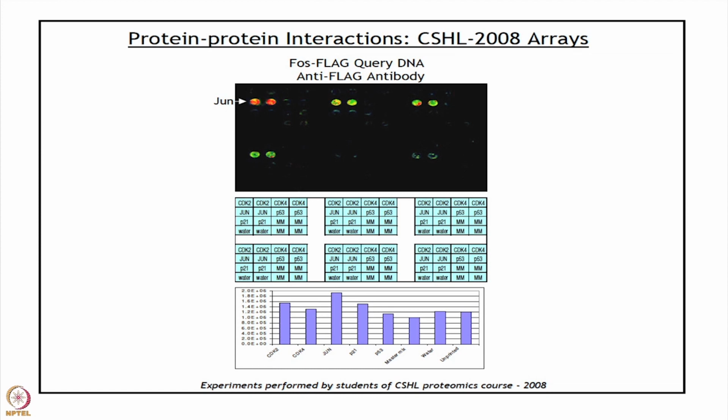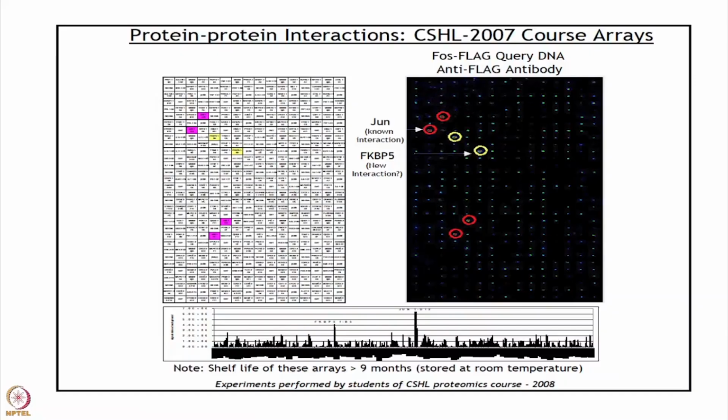which participants themselves are able to do. In this case, again with the FOS-FLAG query DNA, which after co-expression is going to bind to the Jun protein, one could start measuring the signal, and you can see these are the duplicate spots which are seen for the Jun protein. And likewise, we had another experiment here.